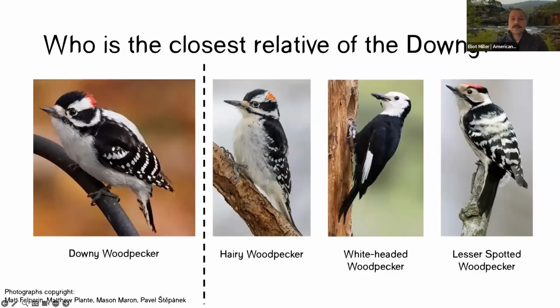So that's a lot of words. I wanted to break it up again with a short quiz. And let's start with the familiar downy woodpecker, for our North American audiences at least. I'm going to show you these three other species here. And the question is, which of these do you think is the closest relative to the downy woodpecker? So Laura, you can go ahead and roll that poll.